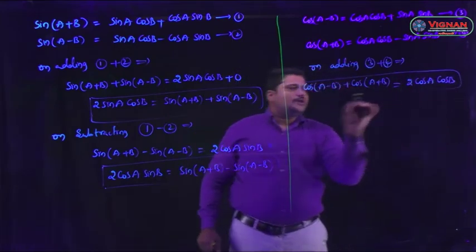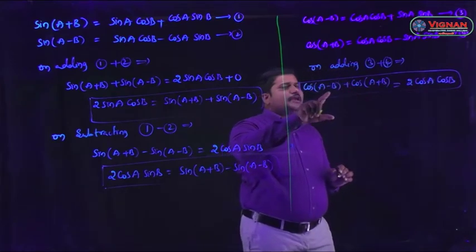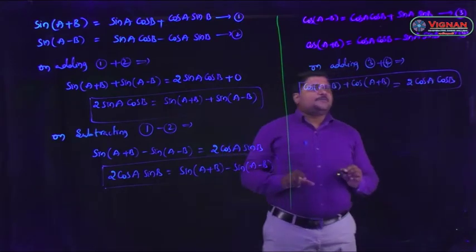That is, 2 cos a cos b is equals to cos of a minus b plus cos of a plus b.